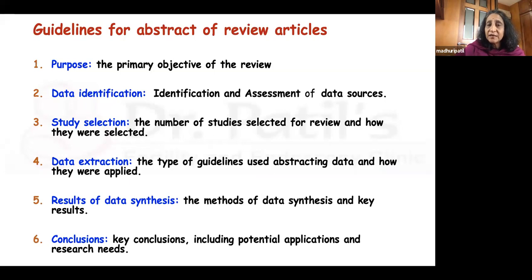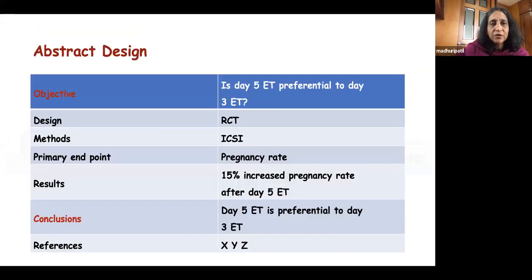Study selection is the number of studies selected for review and how they were selected. Data extraction, that is the type of guidelines used for abstracting data and how they were applied. Data synthesis, that is the method of data synthesis and key results. And conclusion should include the key conclusions, including potential applications, and the research needs after this review was read.